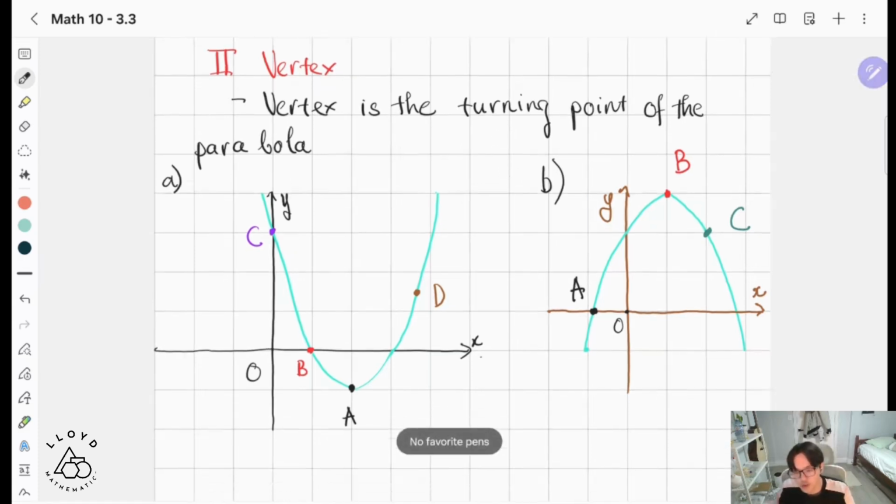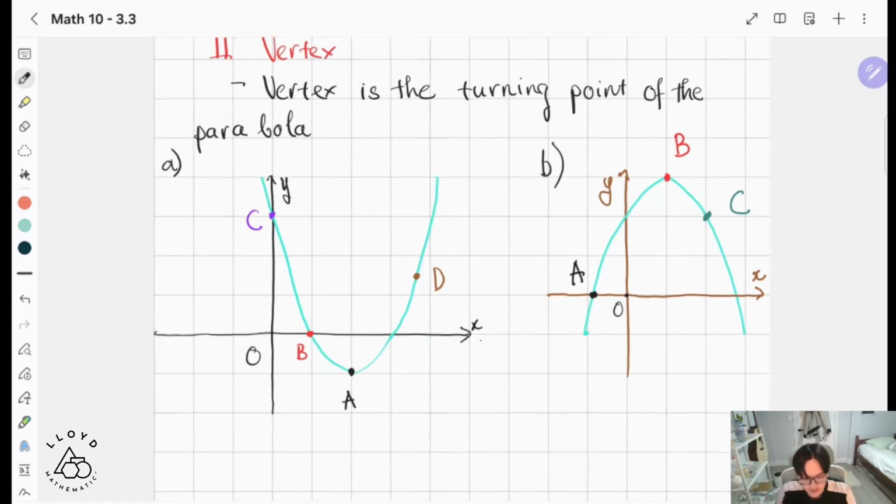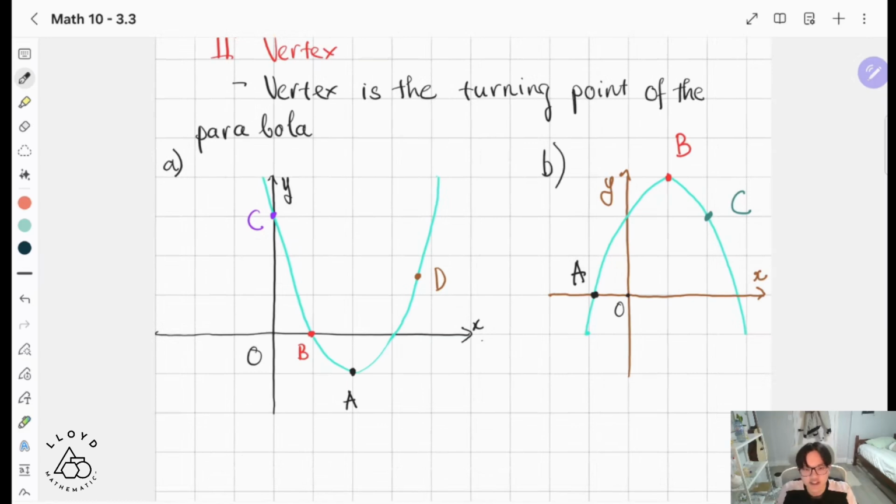Okay, so I got two examples right here. For example, I have the question: which is the vertex point of this parabola, A, B, or C? You will have like 4 seconds. So in this, as I mentioned before, A will be the vertex point because this is the turning point of this parabola. As you can see, it stopped decreasing and it starts increasing at this point, right?